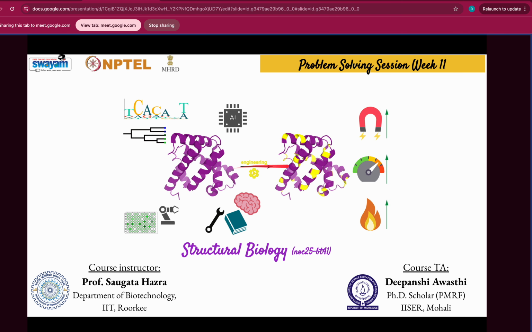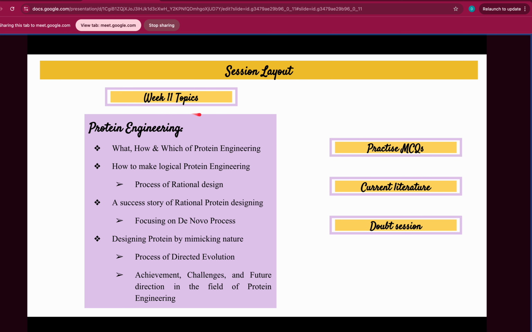So in today's session we will be talking about the topics related to week 11, in which you have looked into protein engineering: what protein engineering is, how we do protein engineering, which aspects of a protein can be engineered, and then how to make a logical protein engineering, in which you have looked into different methods of protein design such as rational design and different stories behind it. Along with this, you have focused on de novo design of proteins and other directed evolution based methods, the different challenges associated with these methods, and the future directions in the field of protein engineering.